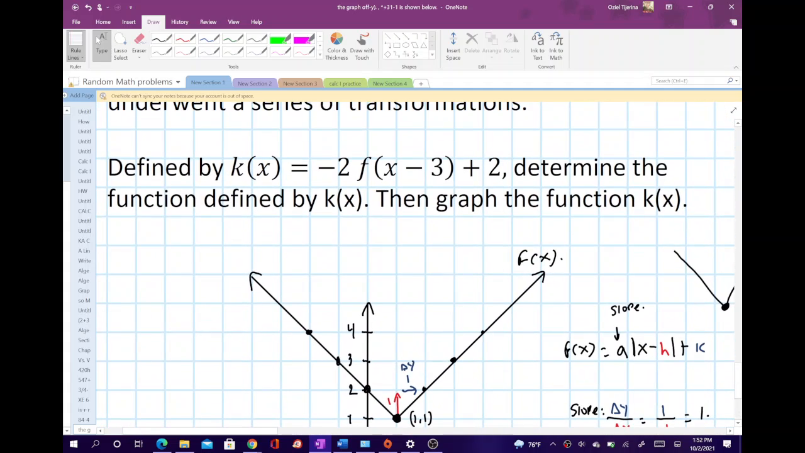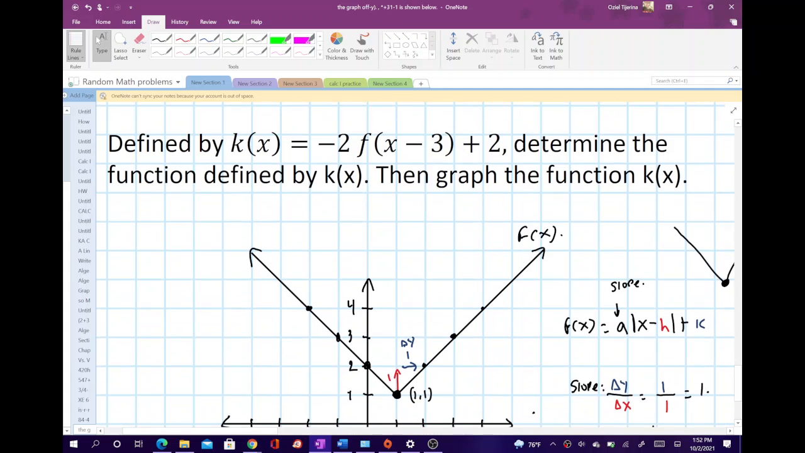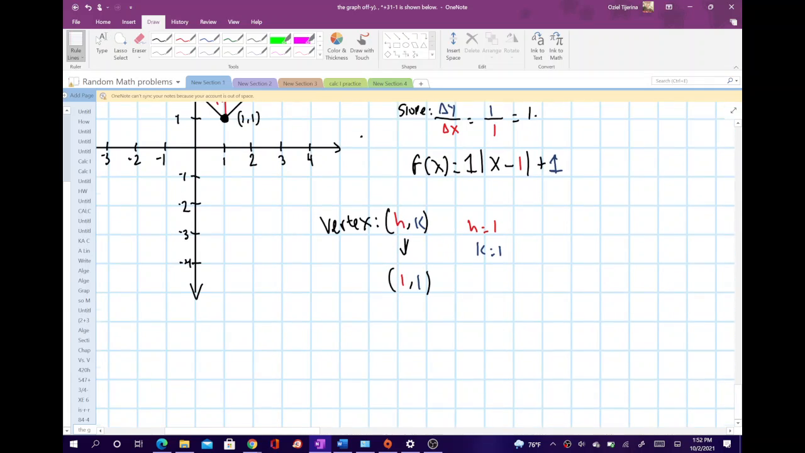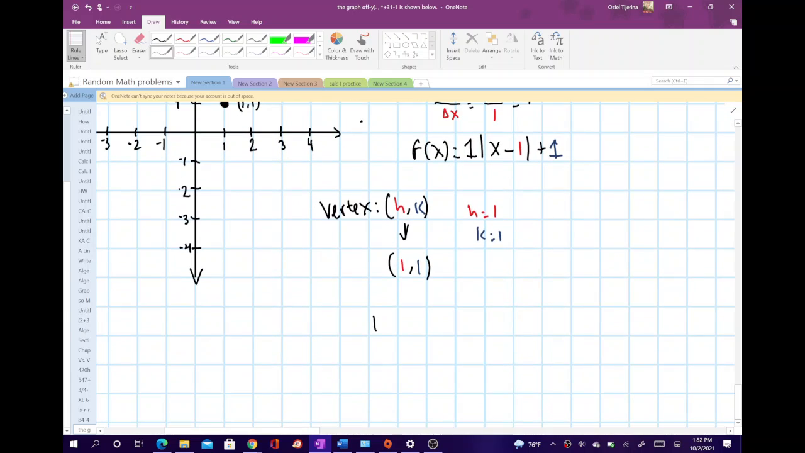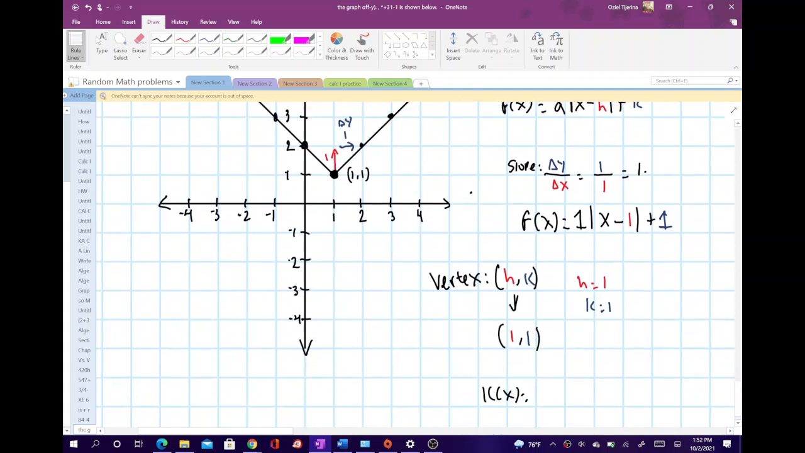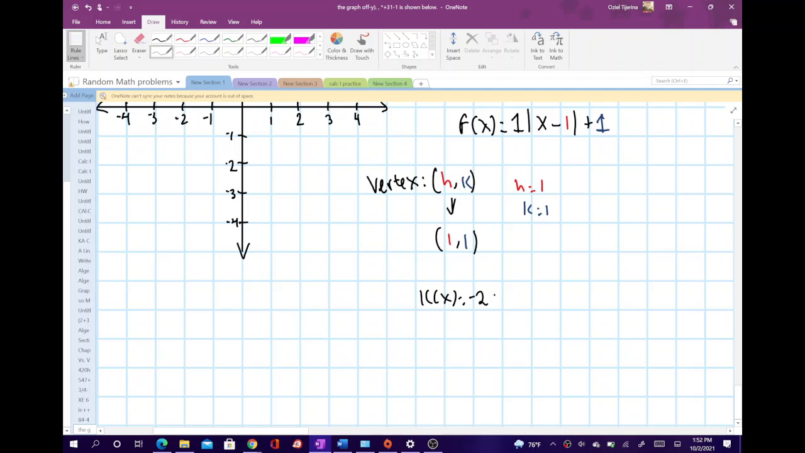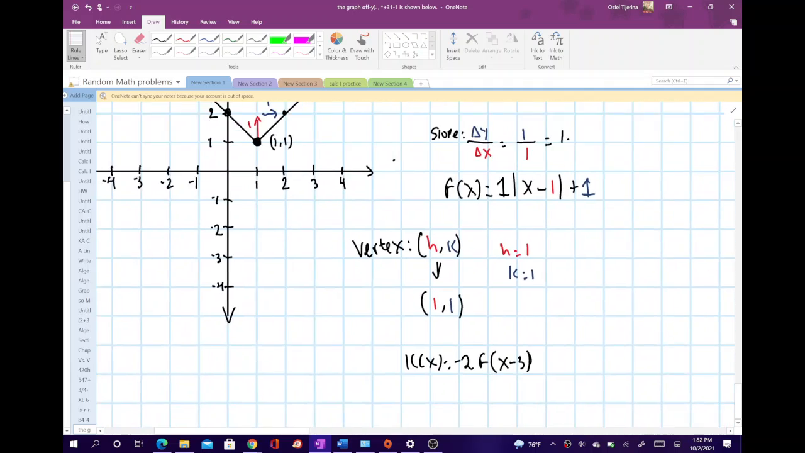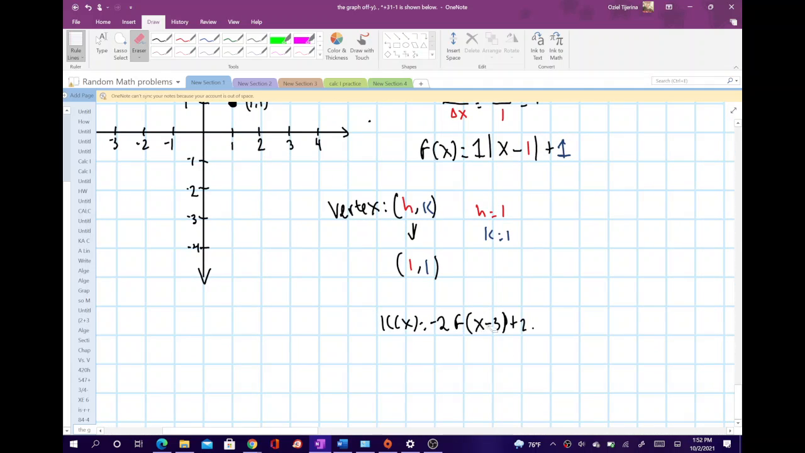Now they're telling us that k of x is defined by that transformation there. So really, what this means is that k of x is going to be defined by negative 2 times f of x minus 3, plus 2, right? Let me color code.